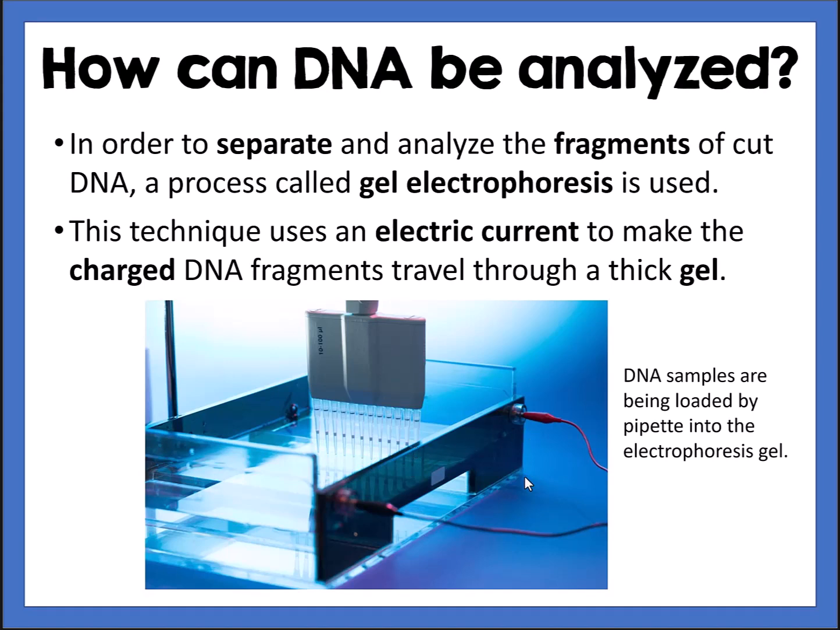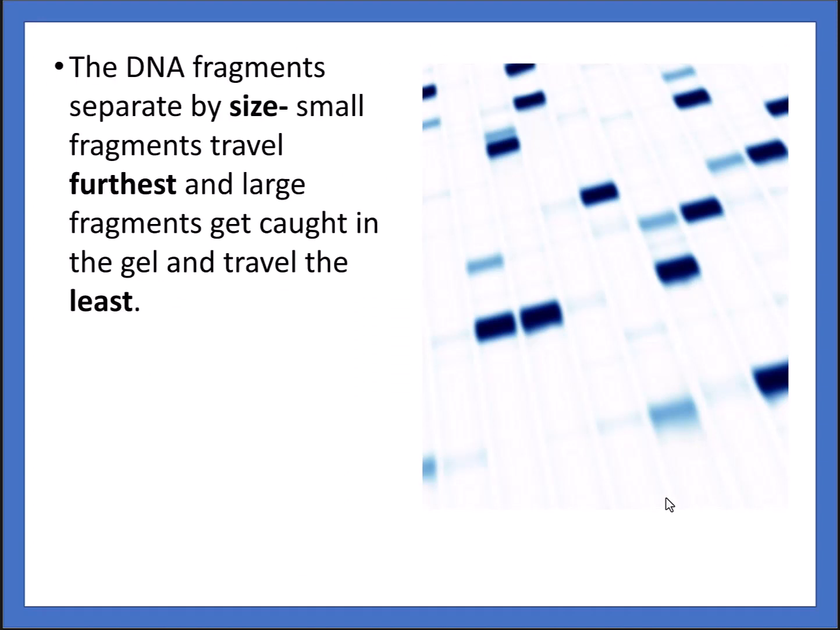And then the electrodes are turned on, and those pieces of DNA will travel towards one end of the electrophoresis chamber. The DNA fragments separate by size. Small fragments travel the furthest, and large fragments get caught in the gel and travel the least.